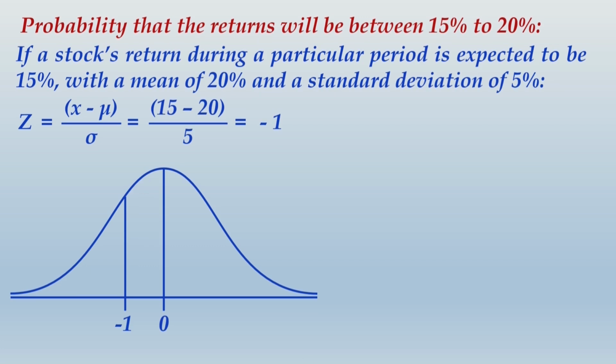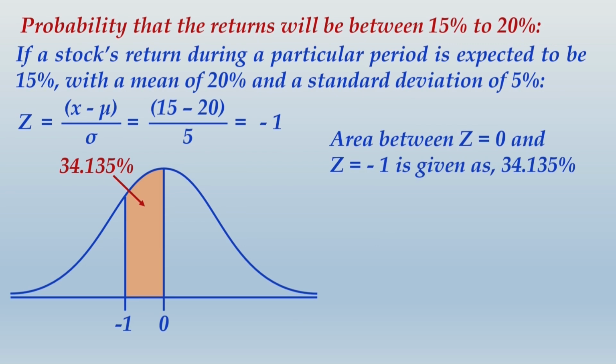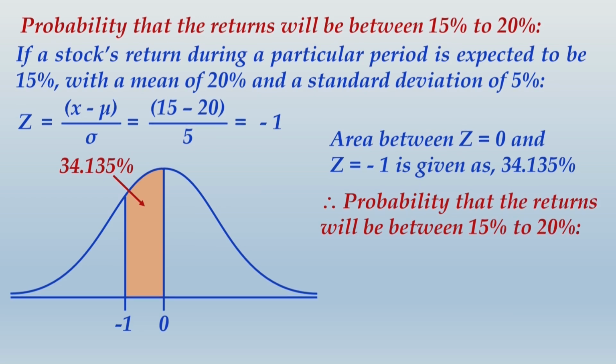In simple words, the area from 0 to -1 will be actually same as the area from 0 to 1, because the curve is symmetric to the center, and we know for a gap of 1 standard deviation either side, the probability is 34.135%. So we know one thing, that the area between z equal to 0 and z equal to -1 is given as 34.135%. Therefore, the probability that returns will be between 15% to 20% is 34.135%. Let us move ahead to the next part.